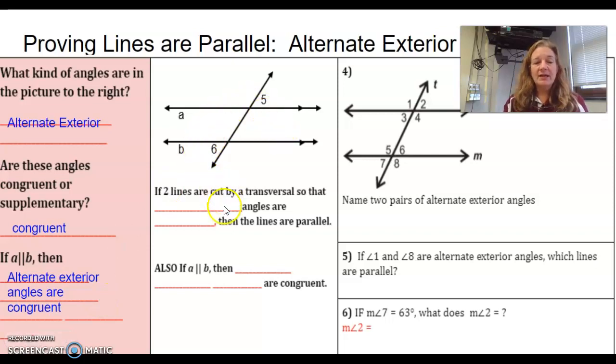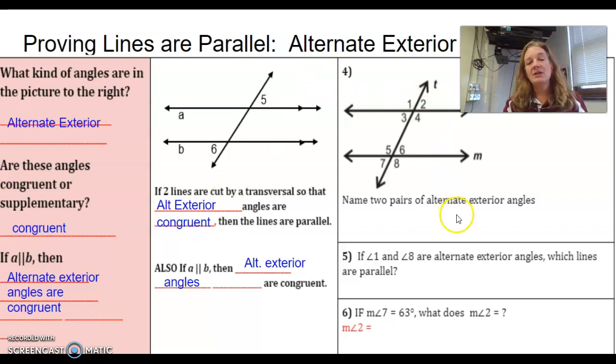So I'm looking at this drawing, and I can say it both ways, right? I can say if two lines are cut by a transversal, that line that goes from top to bottom, so that the alternate exterior angles are congruent, then the lines are parallel. But I can say the converse. I can say if A is parallel to B, then the alternate exterior angles are congruent. So I can say the conditional and the converse are both true.